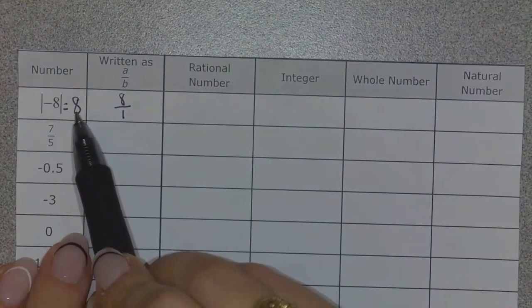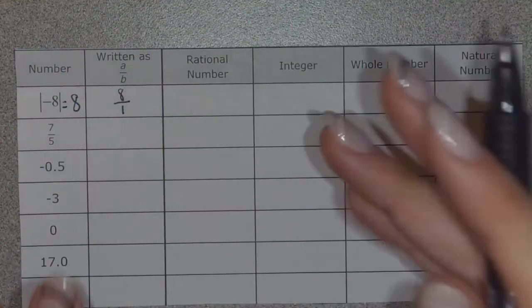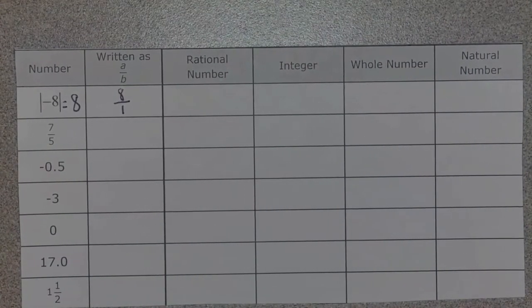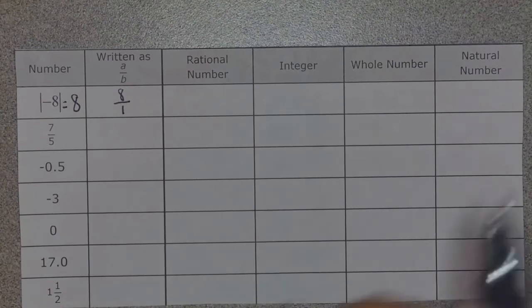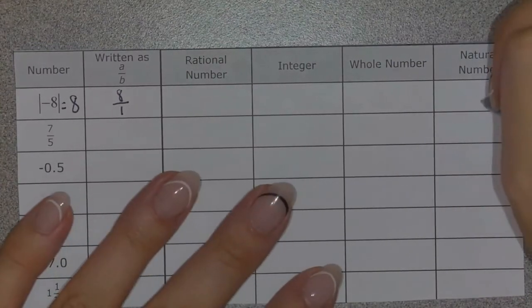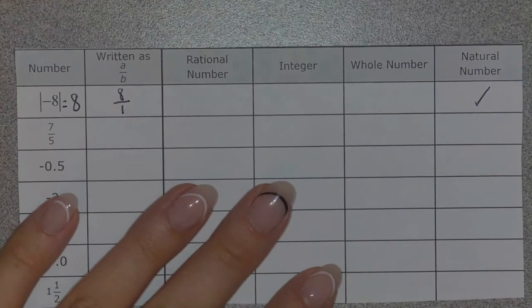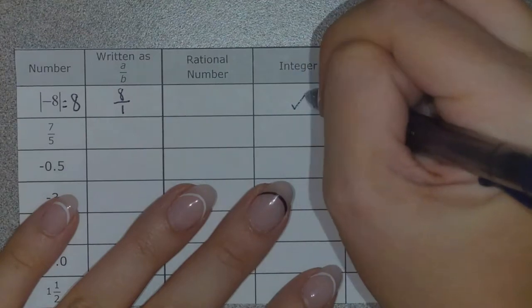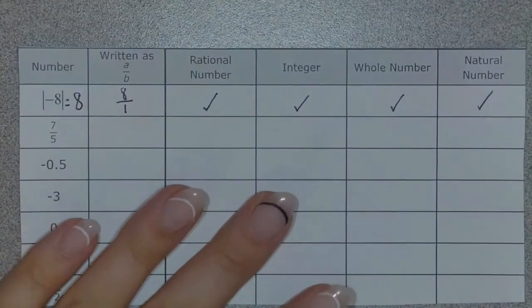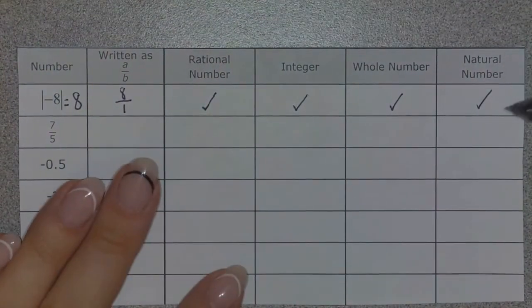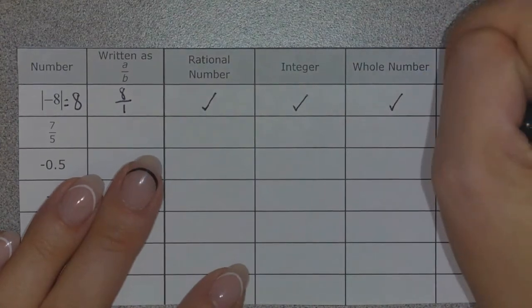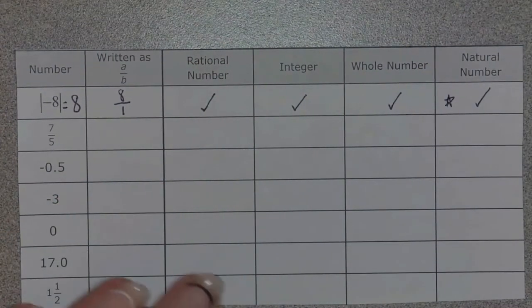Now, when I look at the number 8, I always start in the very center. So I start by asking myself, is this a natural number? Can I count to the number 8? The answer is yes, I can count to the number 8. So that means it is a natural number. And because it is a natural number, it's also a whole number. And because it's a whole number, it's also an integer, and it's also a rational number. But the most specific is going to be our natural number right here.